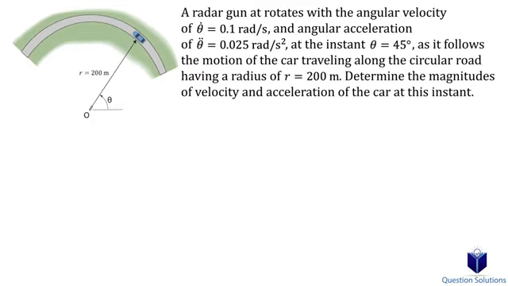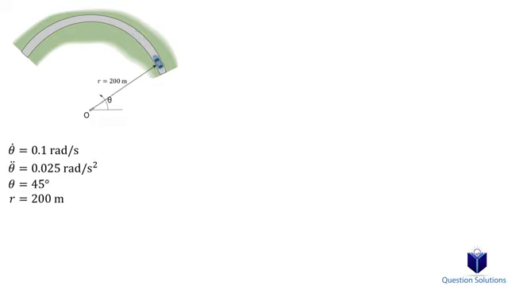In this question, it's asking us to find the magnitudes of velocity and acceleration of the car. Let's write down what we know from the question. We're given the angular velocity, the angular acceleration, and the theta value at which we're trying to find the answers. And we see that r is equal to 200 meters. So one way to think about this is to realize that the car is 200 meters away from the origin, or its position is 200 meters away. Since it's a constant value, meaning the distance from the origin doesn't change, the first and second derivatives of the radius or position is 0.